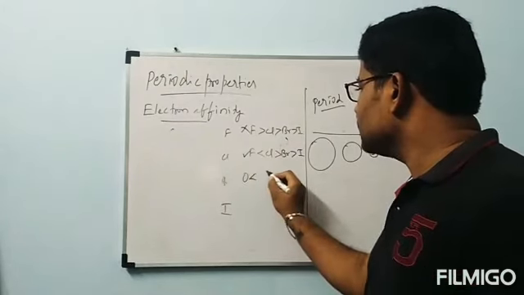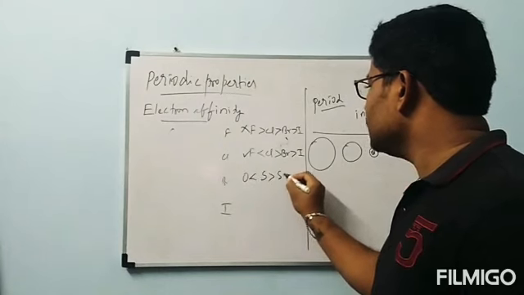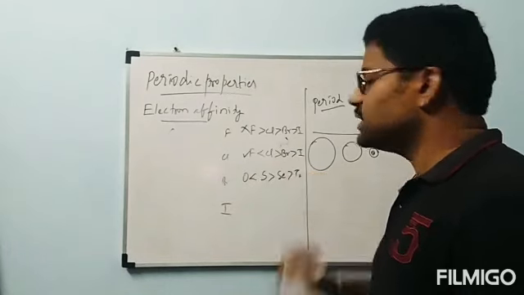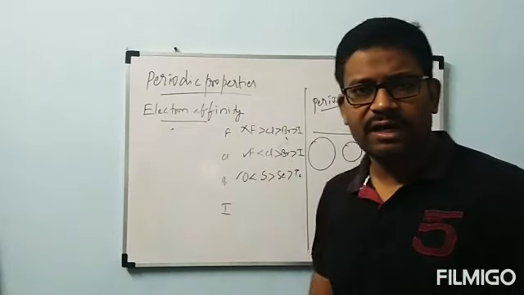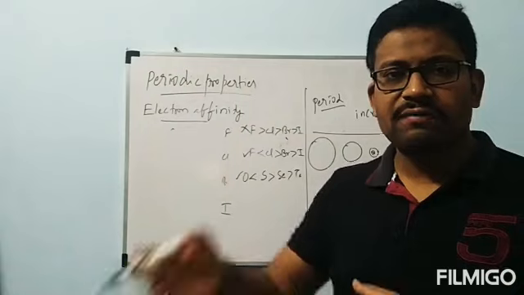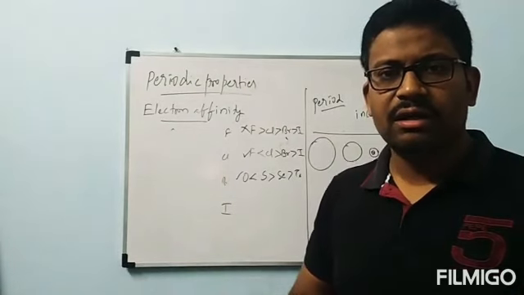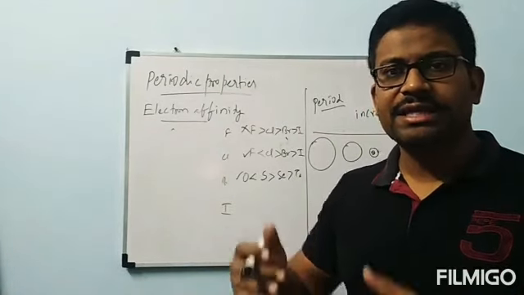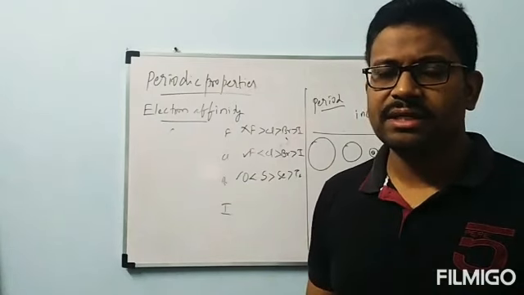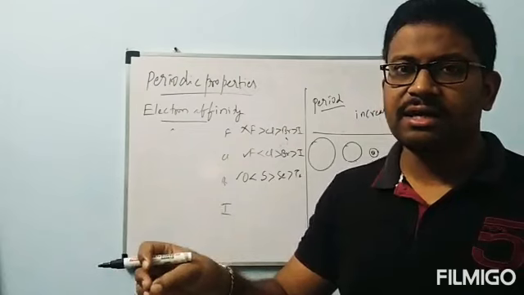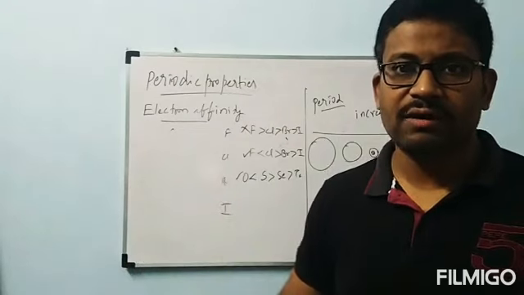Oxygen is less than sulfur, greater than selenium, greater than tellurium. This is the order. So according to this, finally we can conclude that, because of the small size of oxygen and fluorine, their electron affinity is less than the second element present in that group. Finally, the conclusion is that the element with the highest electron affinity is chlorine, not fluorine.